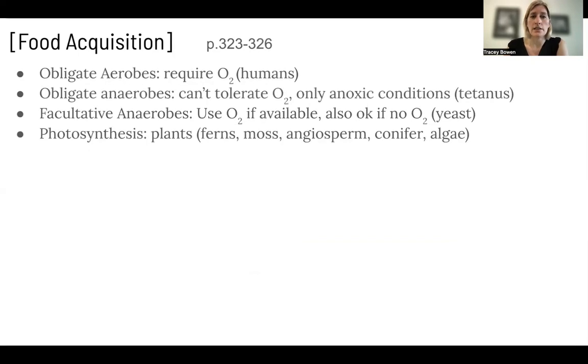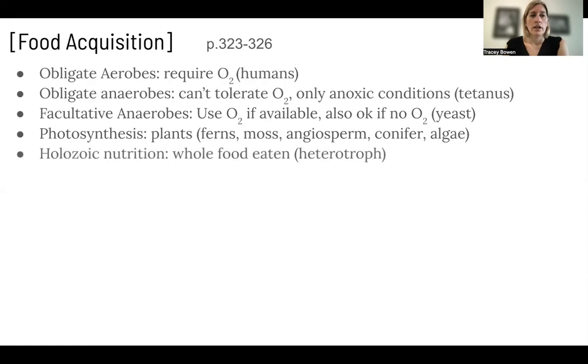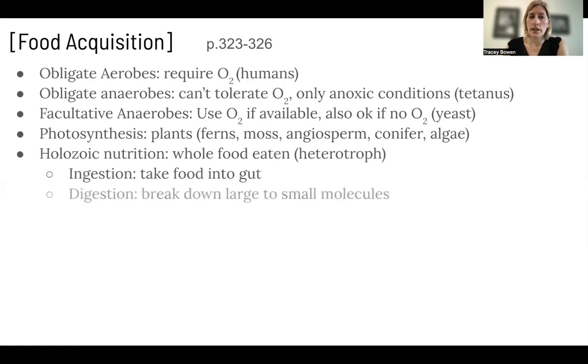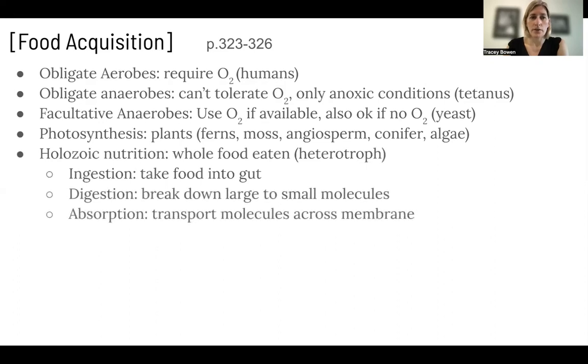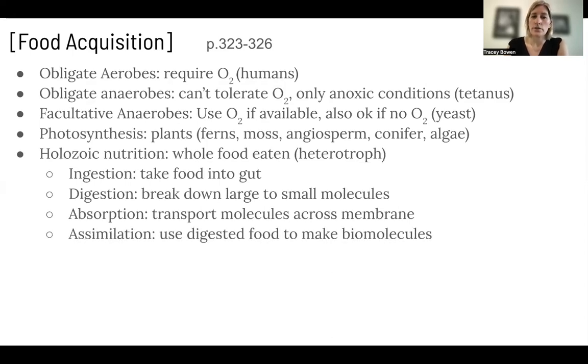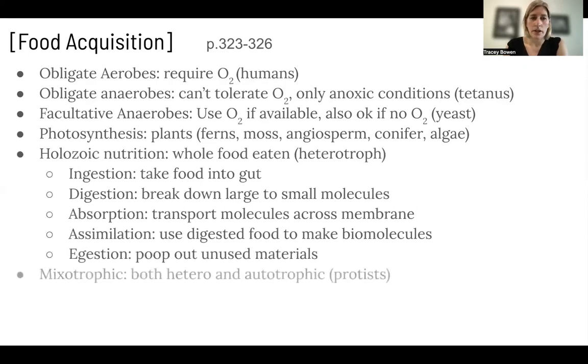And then photosynthesis, which is done by all the plants, so ferns and mosses, angiosperms, which are flowering plants, conifers, which are pine trees, and then algae. And then holozoic nutrition. So these are heterotrophs. Heterotrophs eat things. So when they're eating things, they take food into the gut, they digest it and break it down into small molecules, they absorb it. So they're transporting molecules across a membrane. They assimilate it. So they use the digested food to make biomolecules. And then they egest, meaning they poop out unused materials.